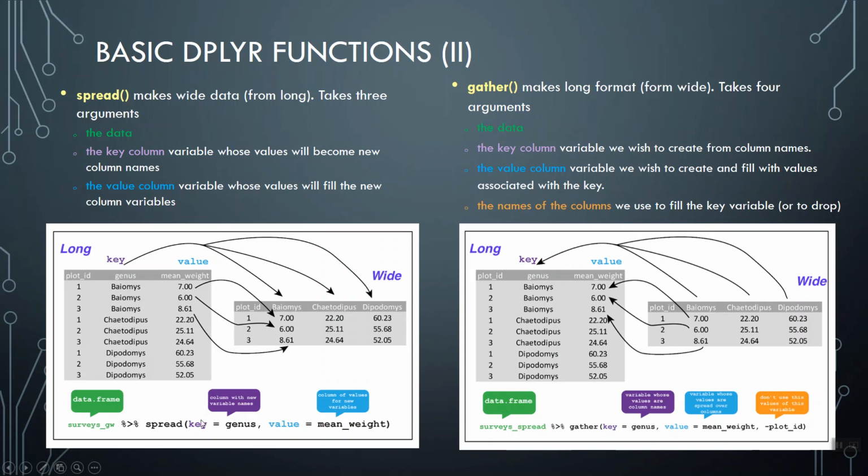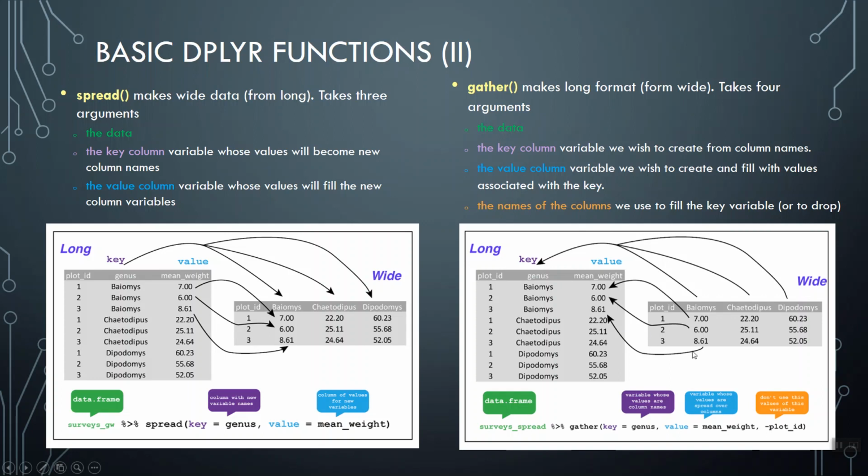So we have the key, the new columns, these biomes and Caetodipus. We had them here as values. Now we are transferring them to column names. And the value that we're going to put inside of each of those cells is coming from this value column. So we're taking this value and we're putting it in there. And like that, we're going to go from long to wide data.